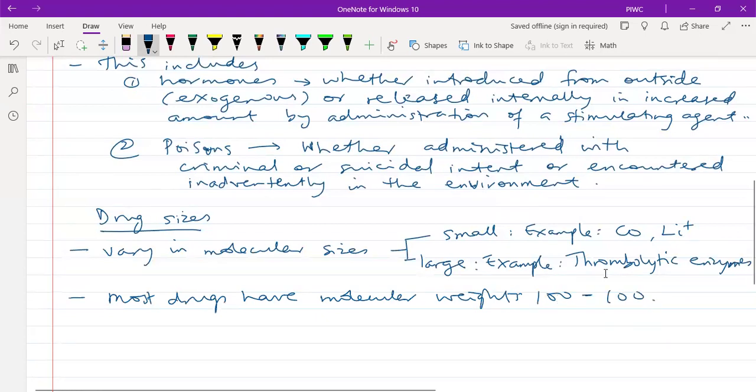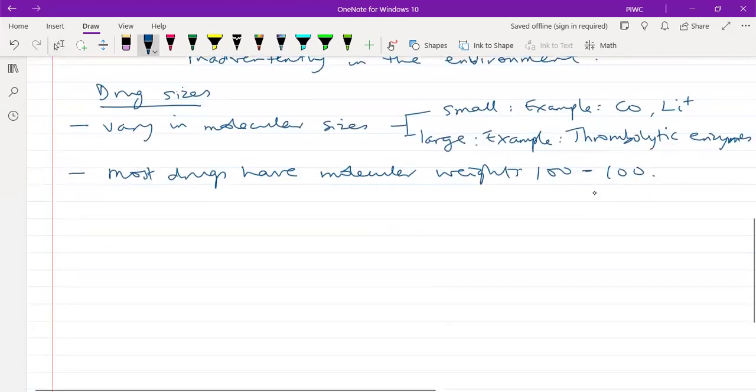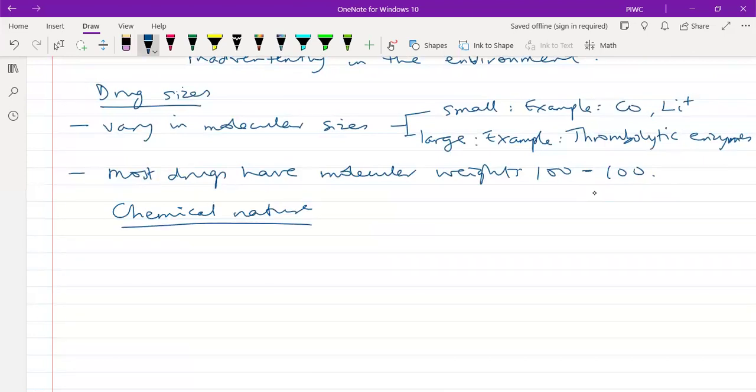Okay. Now, what's the nature of the drugs, the chemical nature? So let's talk about the chemical nature of drugs. How do they look? The chemistry of it. Again, they vary in their chemical nature.